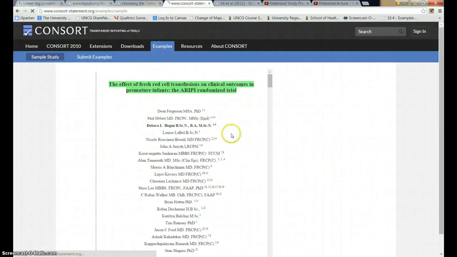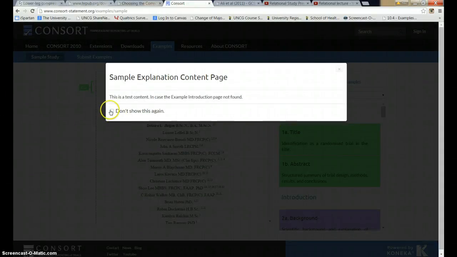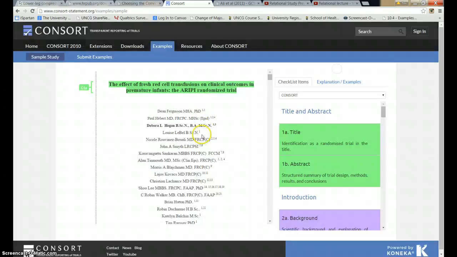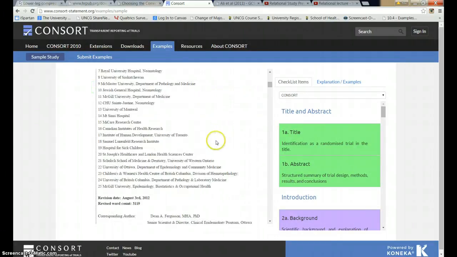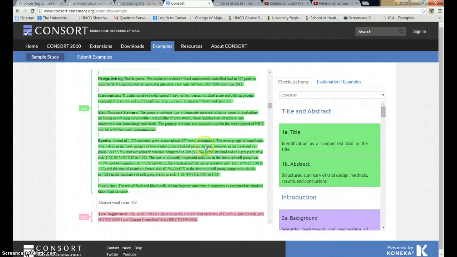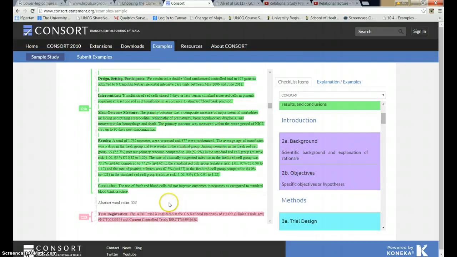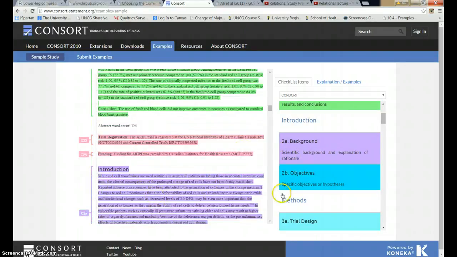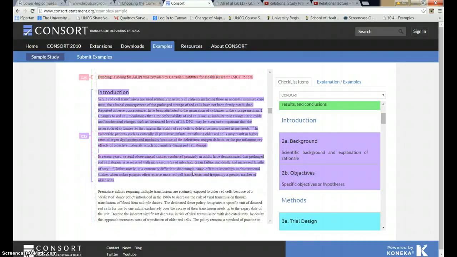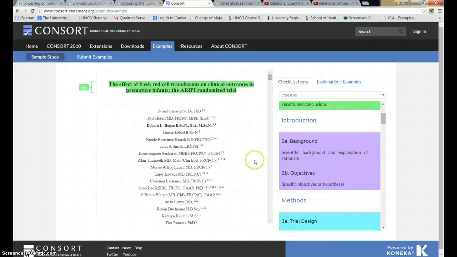So if you go to a sample study, here's the paper, and don't show again. It'll tell you right there, it labels it, that's your title, and you can see they actually put it in for you. There's your abstract. So they color coded it, and they let you see where they put all this kind of stuff in the sample study. So I thought that was a really cool tool. And again, it helps you look for what a good randomized controlled trial should look like.